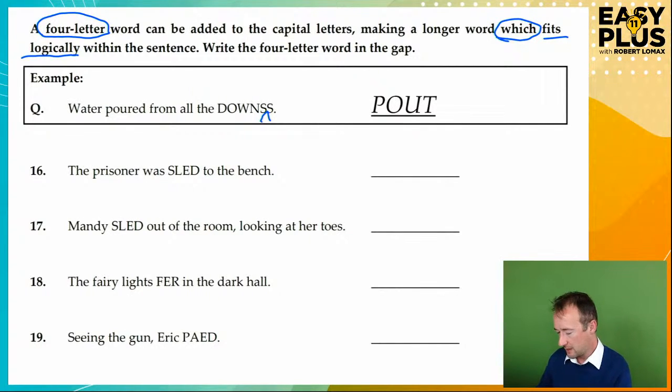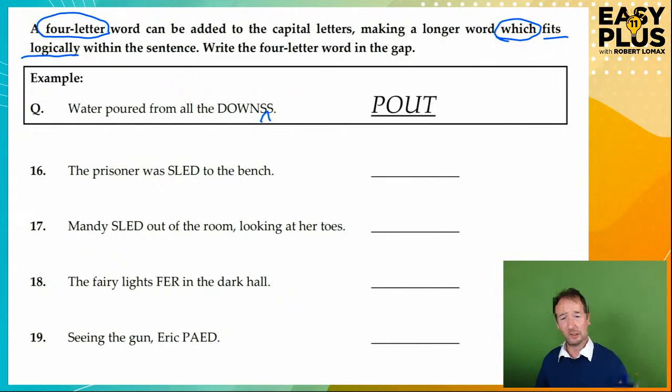Write the four-letter word in the gap. Not in the gap between letters, in the gap here. I hope that's obvious. I think this is a pretty standard way of phrasing this kind of question, so it's just the way it is. Okay, the prisoner was sled to the bench.